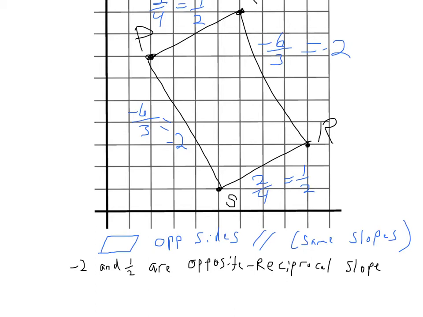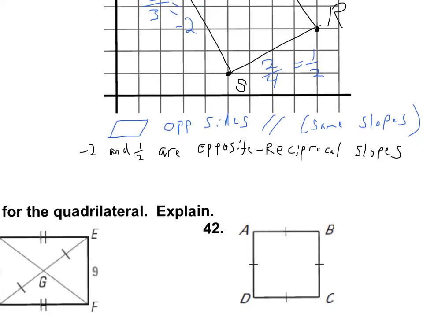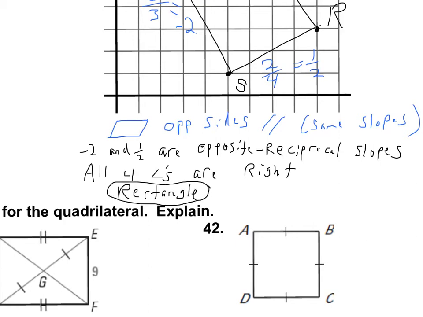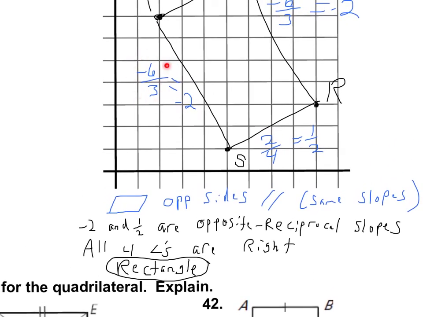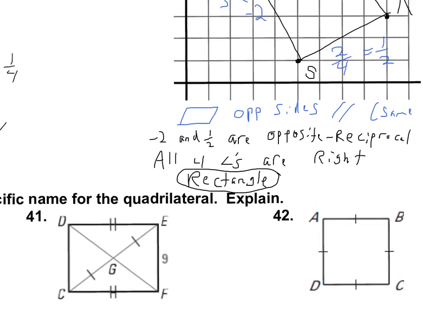And since it's those two slopes everywhere in this rectangle, -2, 1/2, -2, 1/2, all four angles are going to be right angles. So all four angles are right. And that makes this a rectangle. If you wanted to see if it were a square, for a square all four sides would have to be the same too, and it is not a square because it would have to have the exact same slope numbers, and this does not. Okay, so rectangle.